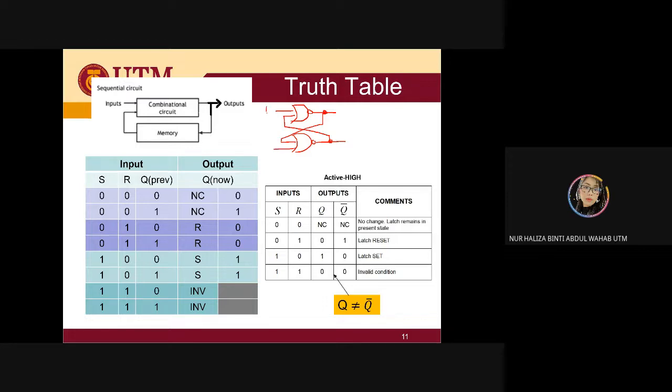We have R and S. This is our Q and Q bar. Now our S is 0, our R is 0, and our Q is the Q for the previous, which is the initial output, the previous output inside the memory. So it is 0. So now you have 0 here, 0 with 0.